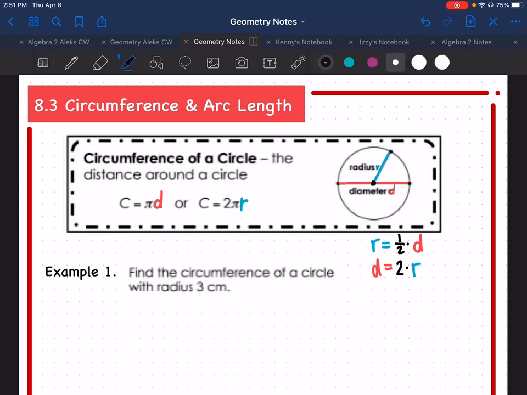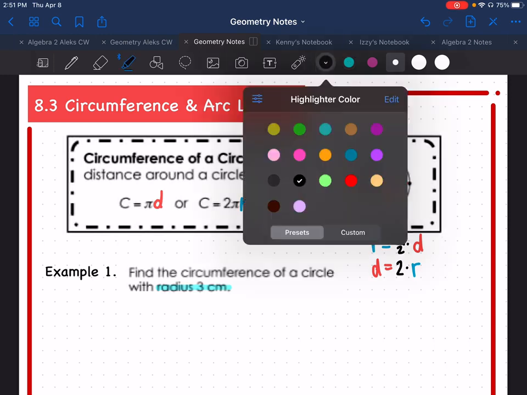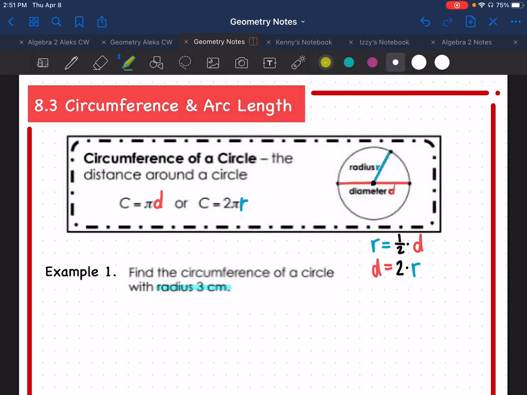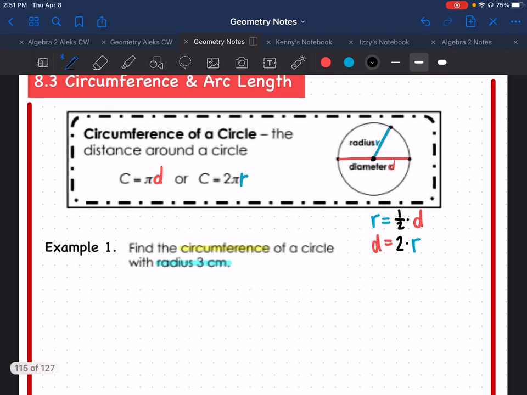So I'm going to go ahead and grab my highlighter. Notice it does say a radius of 3 centimeters, and it is asking me to find the circumference. All right, I'm going to choose this formula because it does say radius, and that's why I chose the blue highlighter. And so here is my formula. And remember, there are multiplications hiding in here.